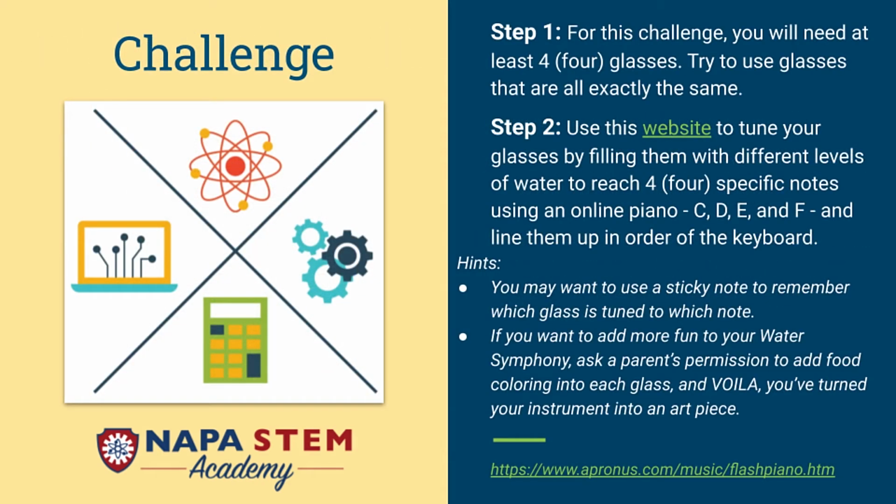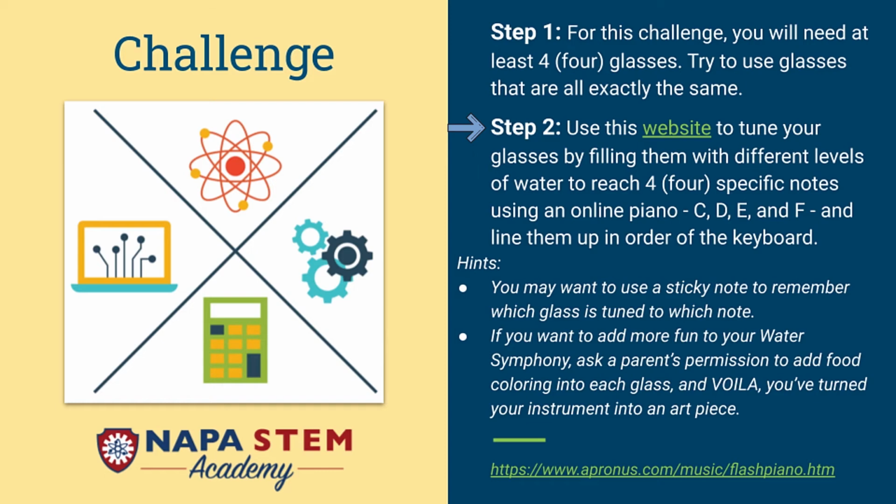I think you guys are ready for a challenge. Step 1. You're going to need at least 4 glasses. Try to use glasses that are all exactly the same. Step 2. Use this website to tune your glasses by filling them with different levels of water to reach 4 specific notes using the online piano, C, D, E, and F, and line them up in order of the keyboard.